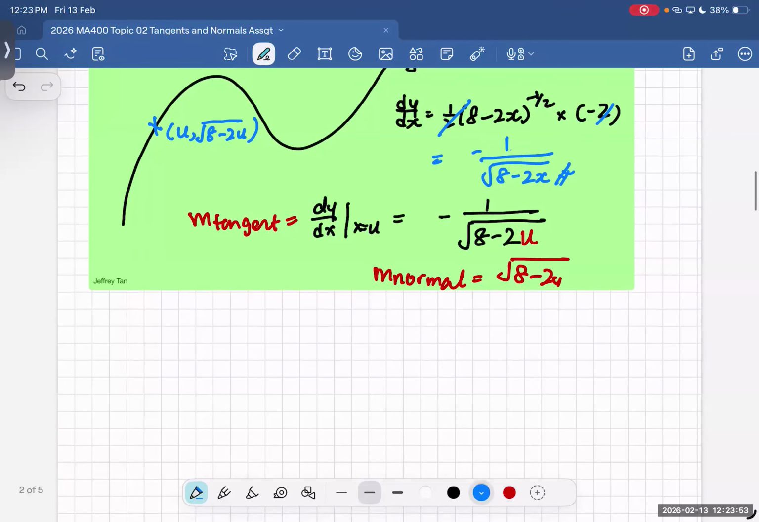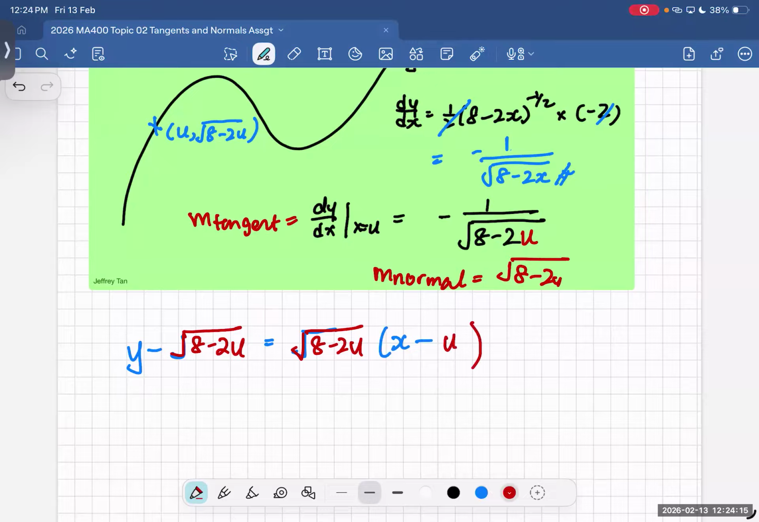Okay? y minus y1 equals to the gradient times x minus x1. I'm purposely putting all the inputs in red, so you can see my formula is there, but my inputs are x1, y1 and the gradient. I've not run away from our loyal original equation.